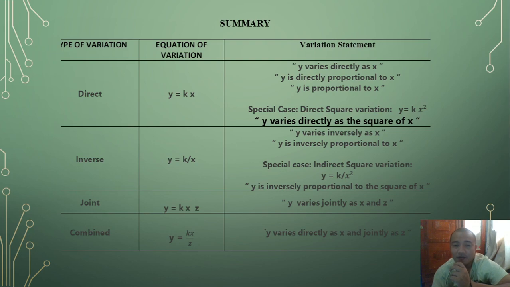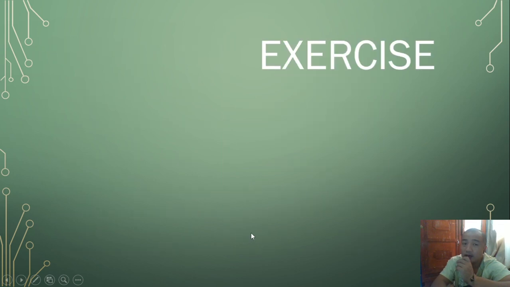So still, that's an example of a direct variation. For inverse variation, y varies inversely as x, or y is inversely proportional to x. We also have another inverse square variation. We have y is equal to k over x squared. That means y is inversely proportional to the square of x. For joint, y varies jointly as x and z. For combined, y varies directly as x and jointly as z.